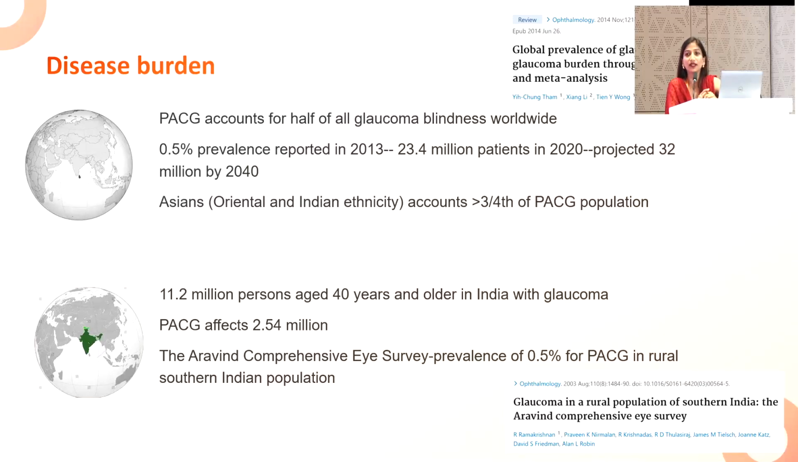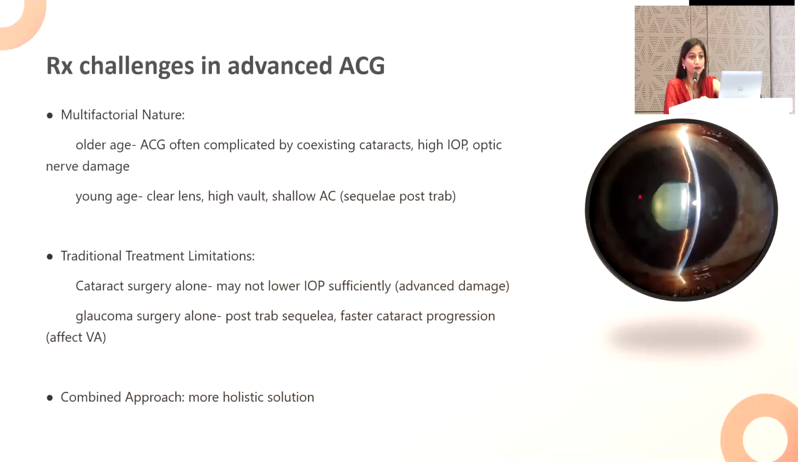The disease burden of PACG, like Dr. Kirti Singh highlighted: as per the world count, PACG accounts for almost half of all glaucoma blindness worldwide, and Asians account for more than three-fourths of the PACG population. So it's quite rampant in our Southeast Asian community. Talking about the Indian scenario, we have 11.2 million persons aged 40 years and older in India with glaucoma, of which PACG affects 2.54 million.